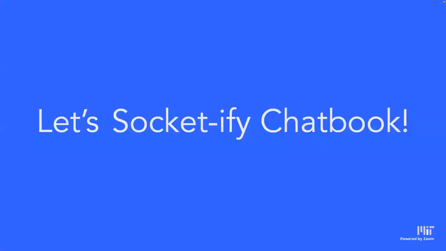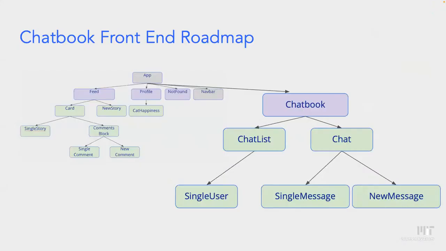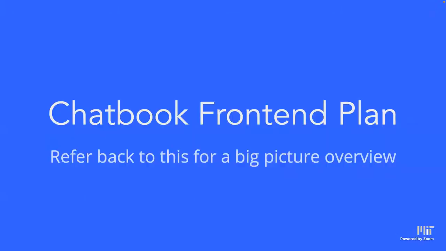All right. So let's add this chat book. Before we actually get started with the code, I'm just going to recap some of the stuff from workshop 8 real quick in terms of the structure. We added this entire section on the right for chat book. We primarily focused on the chat, the single message, and the new message yesterday. And today we'll be getting into a couple more components.